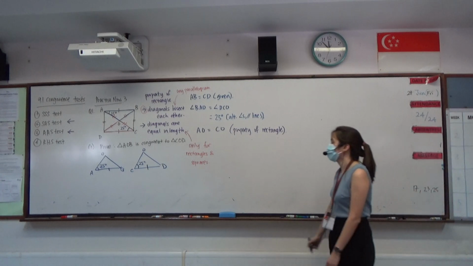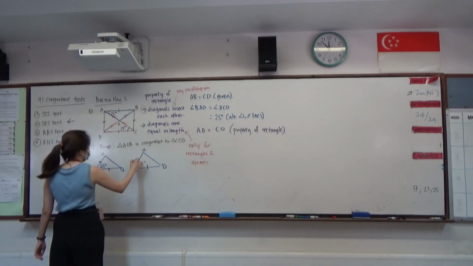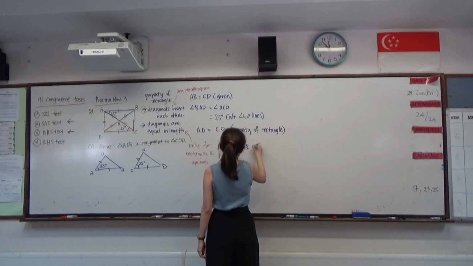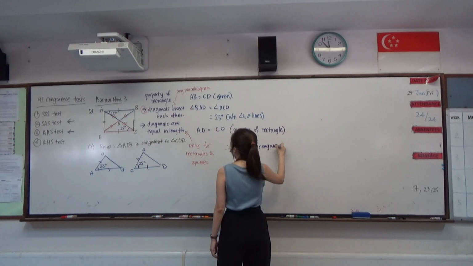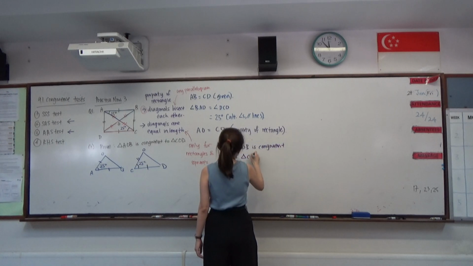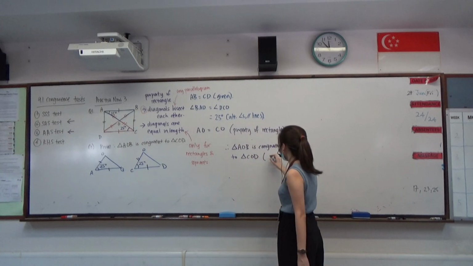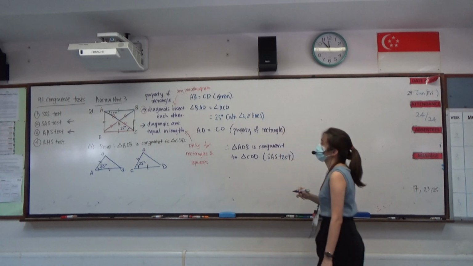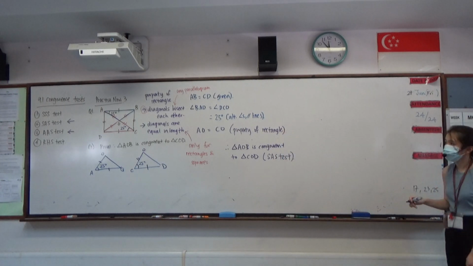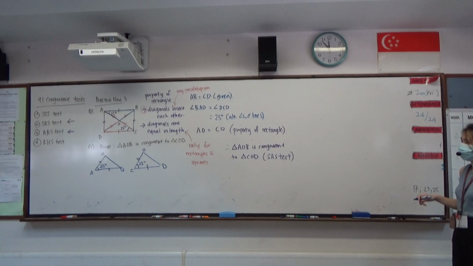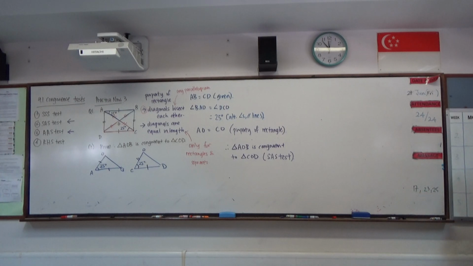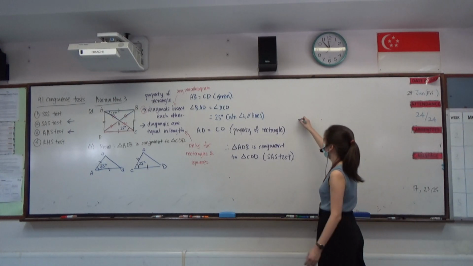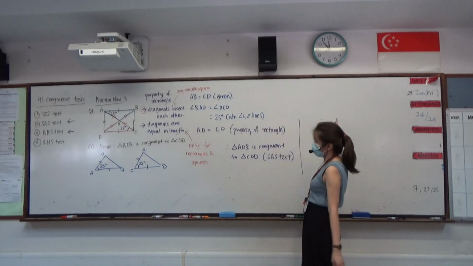Okay, so if you want to prove it in this manner, we can use the SAS test to say that triangle AOB is congruent to triangle COD using the SAS test. Okay. What if I want to use the AAS test? How? So I have this and this. I need one more angle.